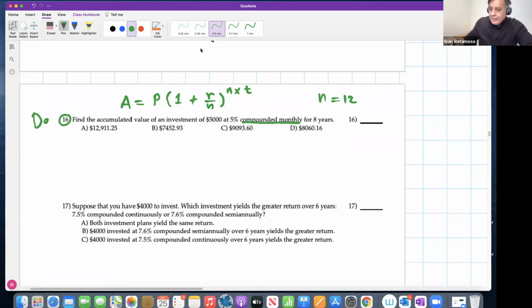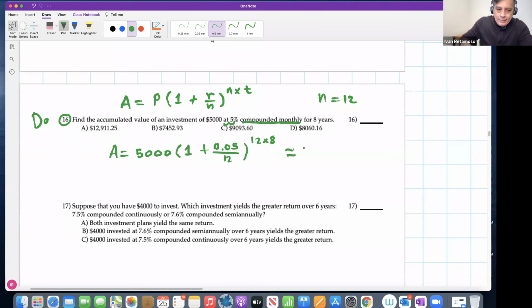Excellent, great. So accumulated value for our investment will be equal to present value, $5,000 times 1 plus rate. Rate is 5%, but we write it as a decimal, right? 0.05 over N, 12, because we are doing this compounded monthly, raised to N, 12 times the number of years. Number of years, 8, right? So this is what we're gonna do.